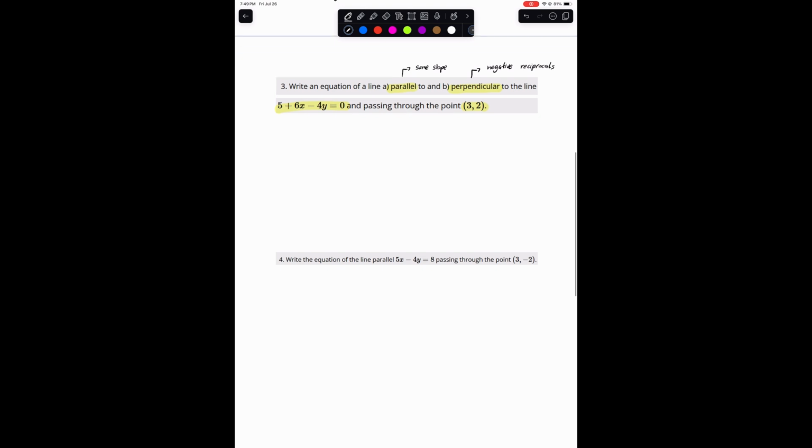Okay. So part A, right? I need to first find a slope. So one is find a slope. So 5 plus 6x minus 4y equals 0. I'll move the 4y to the other side like this. And then I divide by 4. And now you get 6/4 x plus 5/4, which is simply 3/2 x plus 5/4.